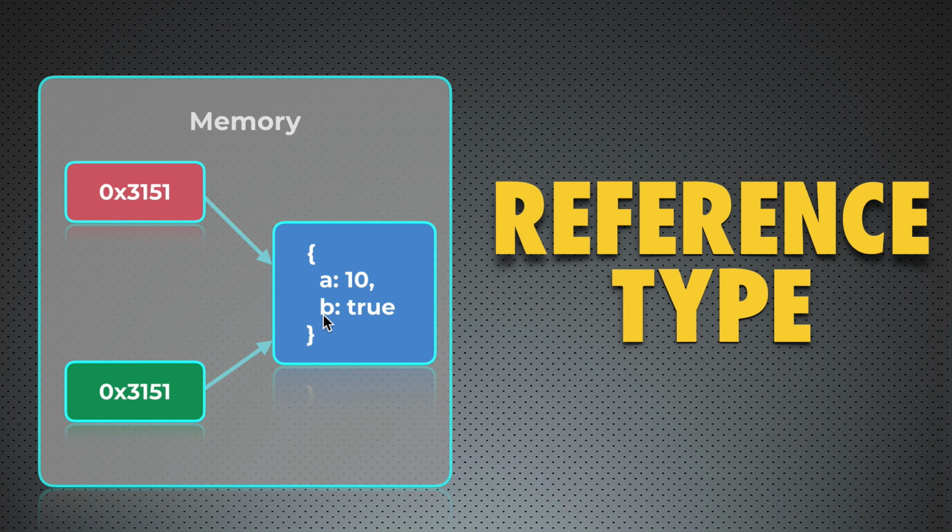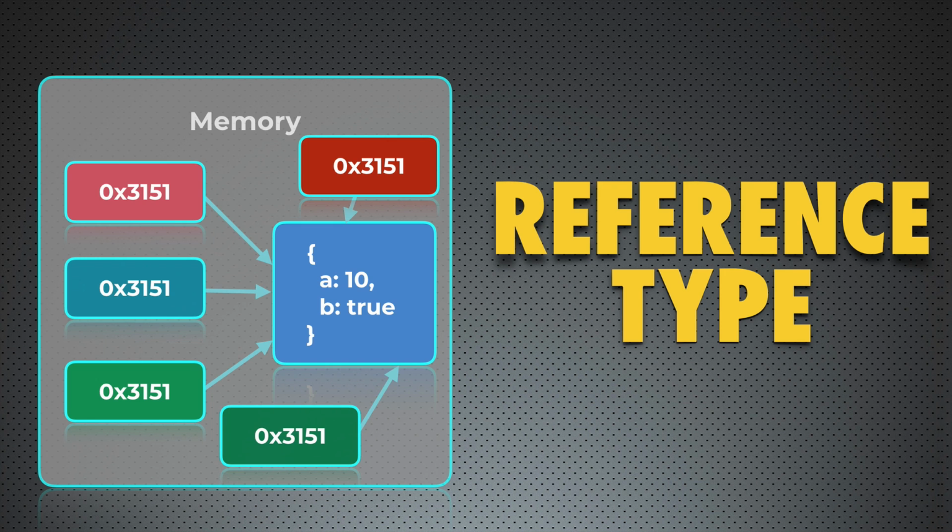But you may ask me, is it possible to have more than two pointers that point to the same place in memory? Yes, why not? That's the nature of the reference value type, that is object.